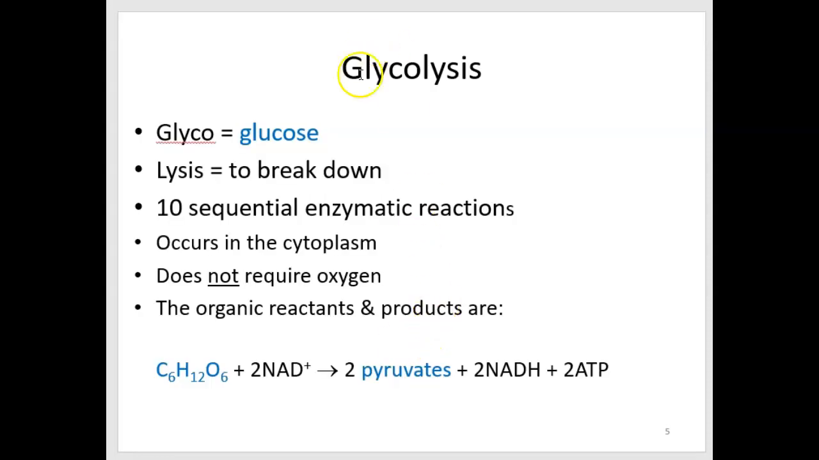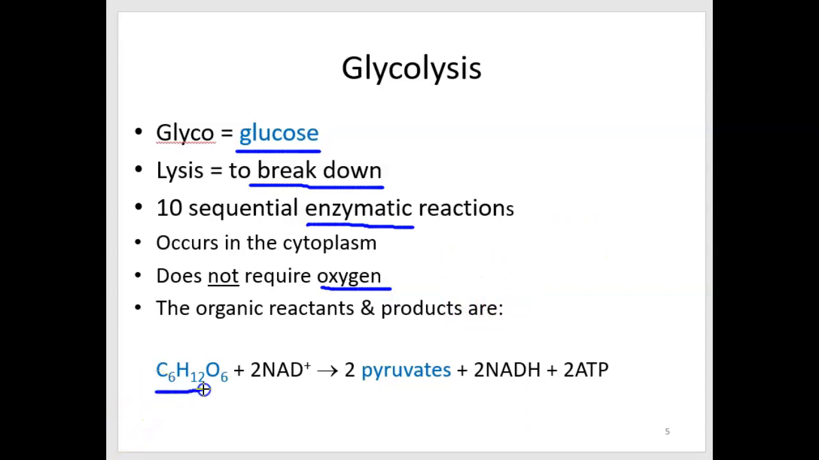So the process of glycolysis, defined as glucose breakdown, or the lysis of glucose. Now the whole process is 10 chemical reactions that require enzymes. Oxygen is actually not required for this first step. So under anaerobic conditions, cells can perform glycolysis.